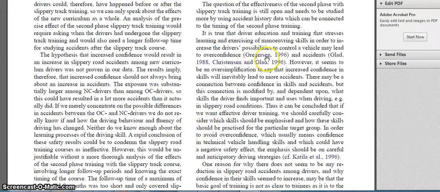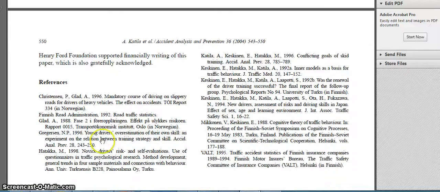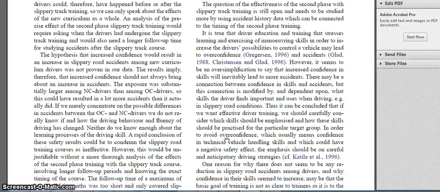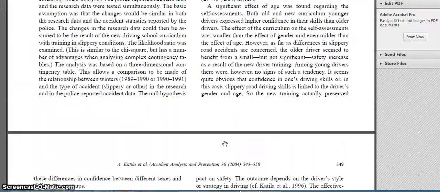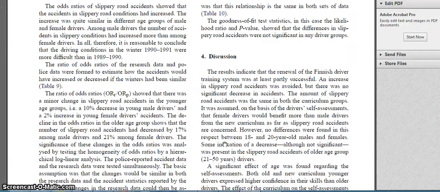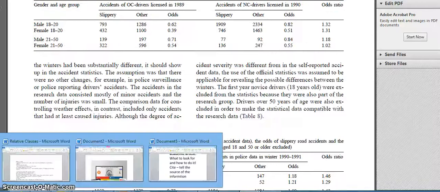Look here, the name of the author and the article. So here we have Gregerson, 1996, Glad, 1988, Christensen and Glad, 1996. If we go to the references, we can see the whole and complete reference. And we can see this is in Norwegian, but this is in English. One of the things that's easy to do is to confuse a citation where the information is given with a quotation.